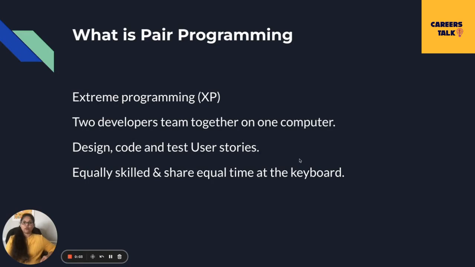Now let's take a look at what is pair programming. Pair programming is an agile software development technique originating from extreme programming in which two developers team together on one computer. The two people work together to design, code, and test user stories. Ideally, the two people would be equally skilled and would have equal time at the keyboard.